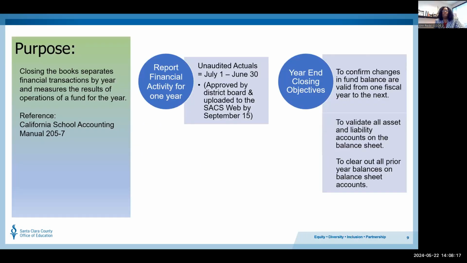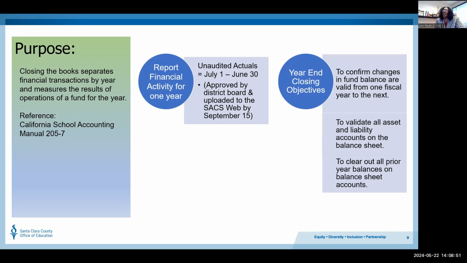Next slide. The purpose of fiscal year end closing is closing the books. It separates financial transactions by years and measures the results of operation of a fund for the year. For the unaudited actual period, the time begins July 1st through June 30th. That represents one full fiscal year. The unaudited actuals are approved by district boards and uploaded to the SACS Web by September the 15th.